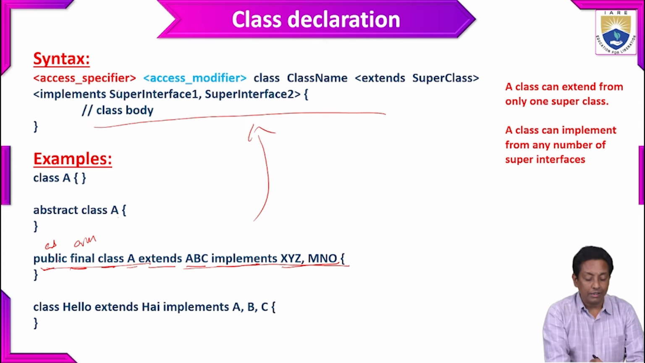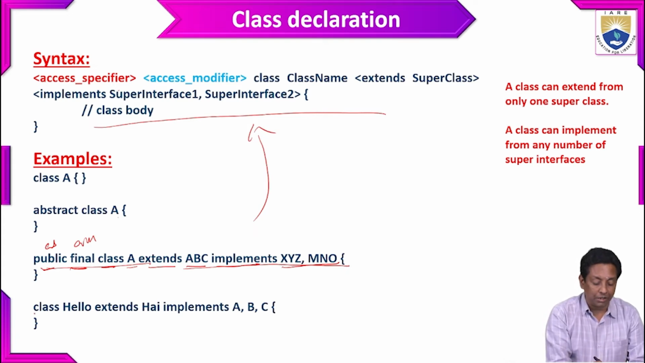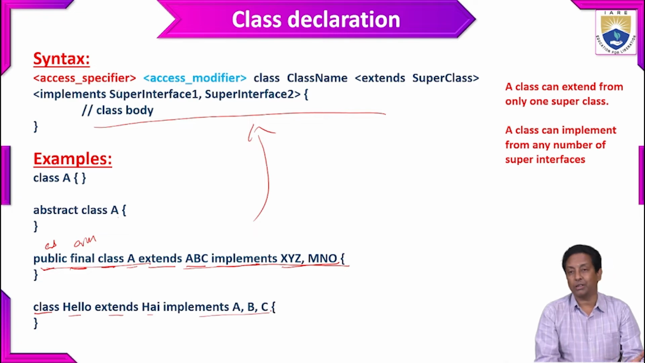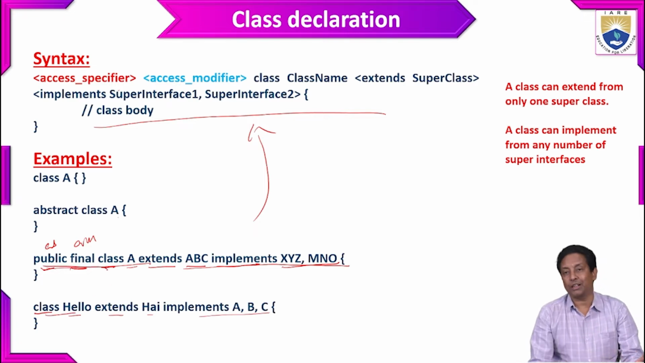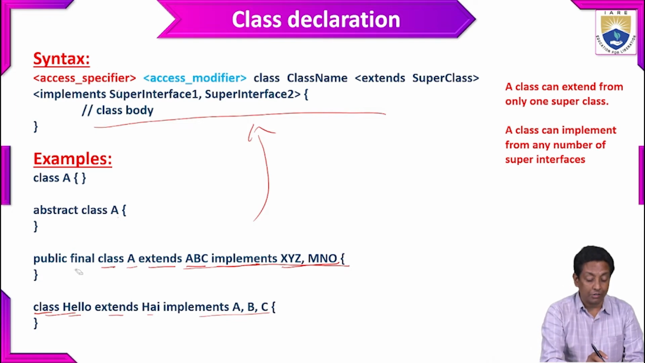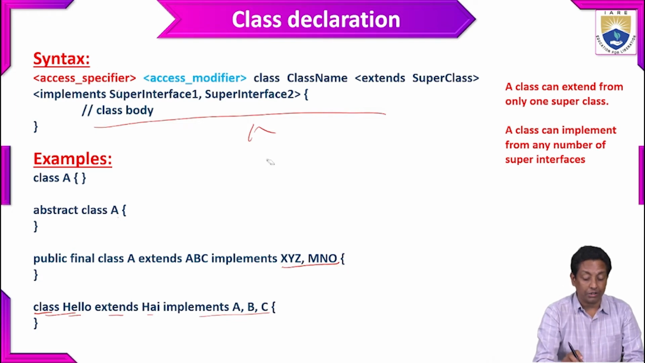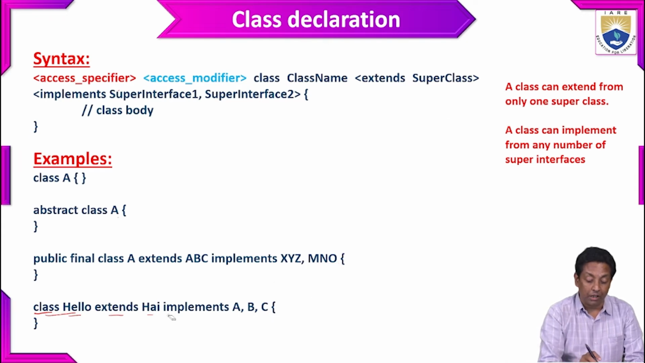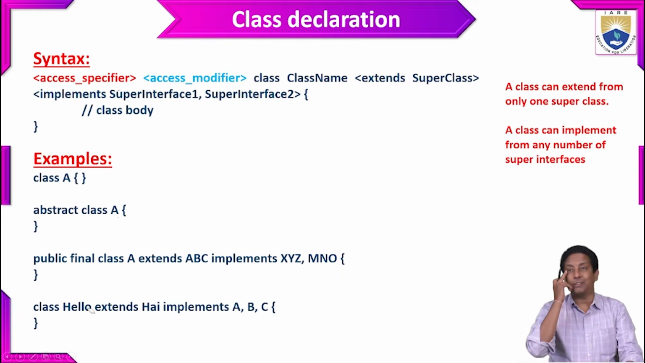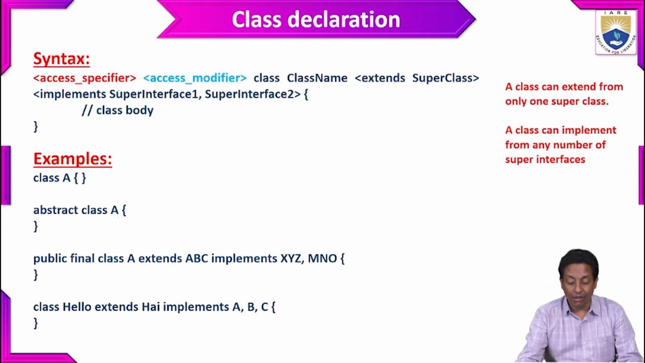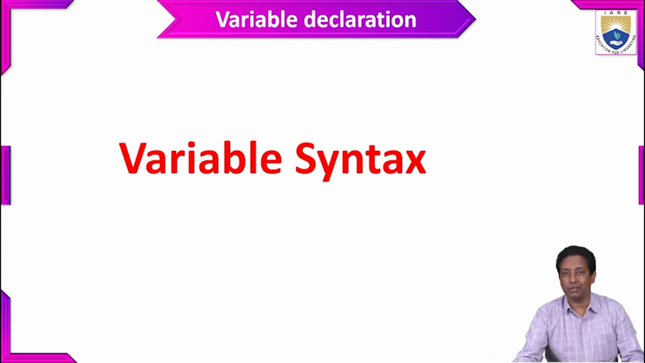And the next, this is a public class. Without public also, we can declare class hello extends hi implements A, B, C. And this is a default access specifier class. This is a public access specifier class. So as I told you, for this public class declaration, the package declaration should also be accompanied. Then only the class can be accessed outside the package. This is class declaration syntax, followed by examples.